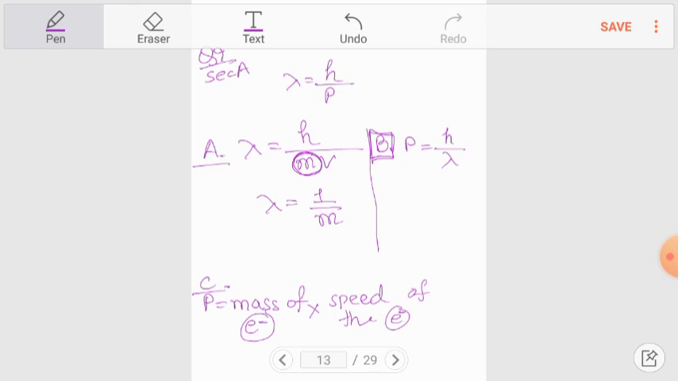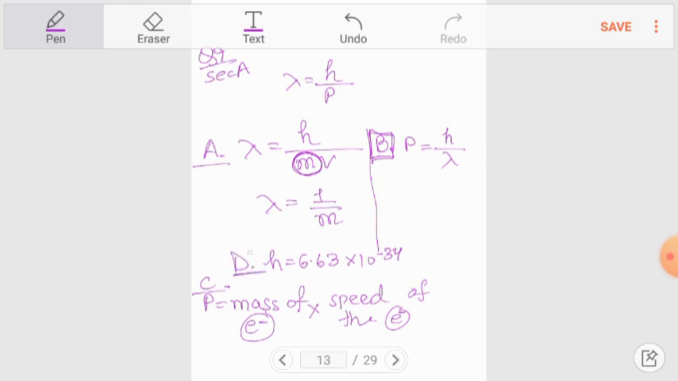And option D says the value for h depends on the particle involved, which is again wrong, because the value for h is constant. That is, h is equal to 6.63 into 10 to the power negative 34, and this is always the same value. The value for Planck's constant is always the same, and that's why option D is also not the correct answer.